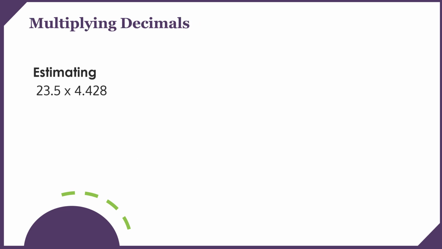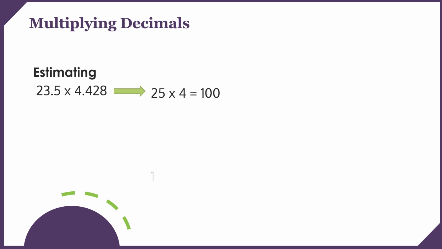Okay, let's look at multiplying decimals. Now, estimating the answers to decimal multiplication can definitely be more challenging. Problems like 23 and 5 tenths times 4 and 428 thousandths would not be as bad because there are whole numbers involved. And here we could use compatible numbers of 25 times 4 and get 100 as an estimate.